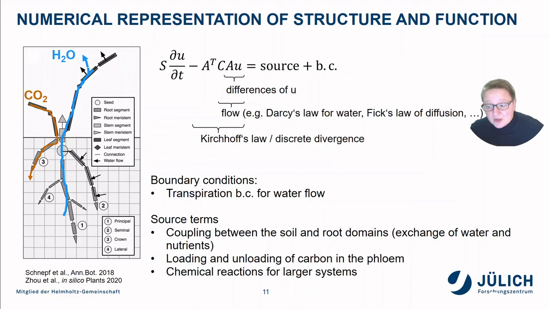The boundary conditions could, for example, represent transpiration boundary conditions for water flow. The source terms could, for example, represent coupling between the soil and the root domains, as for the exchange of water and nutrients, or loading and unloading of carbon in the phloem.